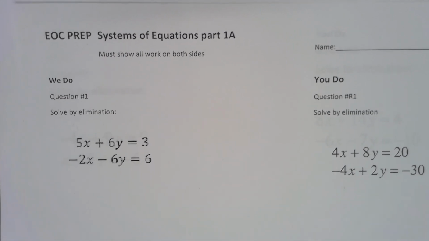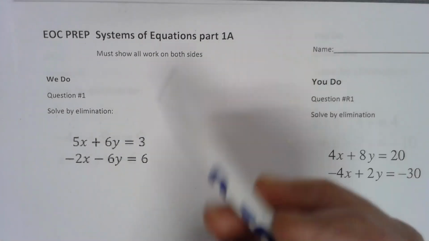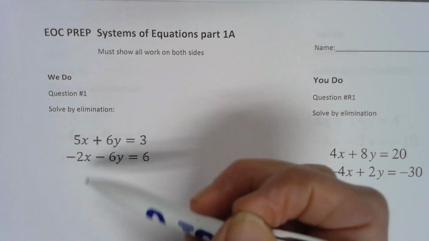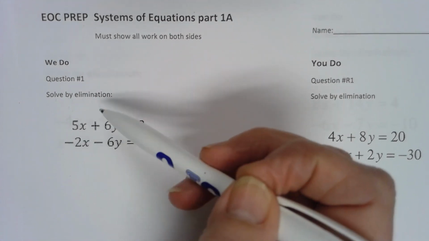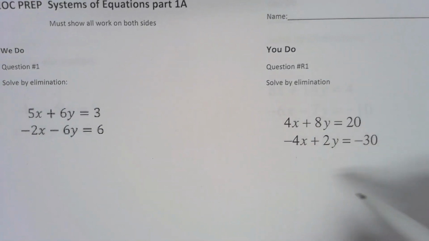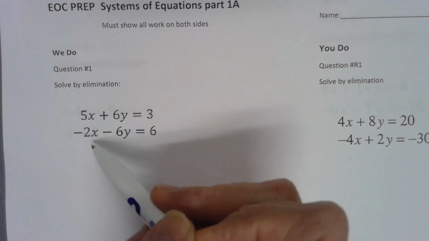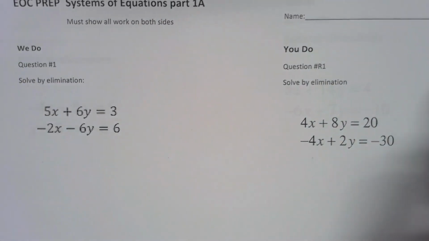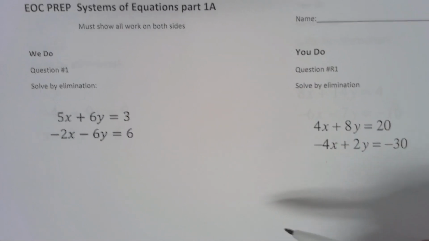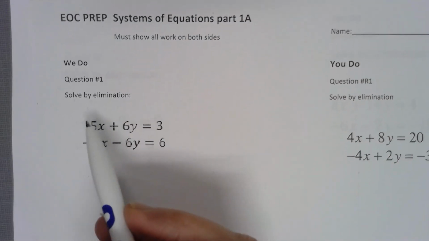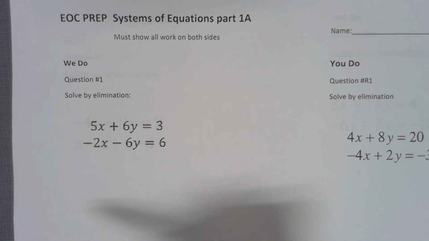My kids know this, just want to make sure everybody understands that in order to get full credit for these, you've got to show your work on the left side. We do this together. Then you're going to show the same work on the right side to give these a try on your own. So we're going to do these together and show our work. And then on the right side, you're going to show your work and try to get the answer on your own, okay? So this is systems of equations, and we are using the elimination method.